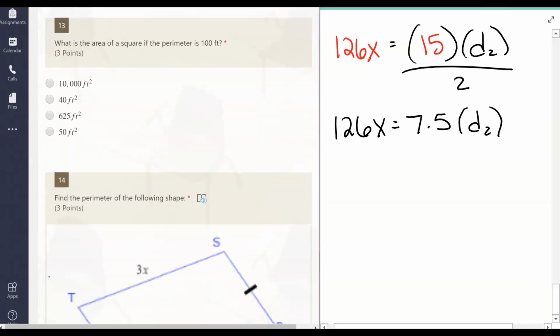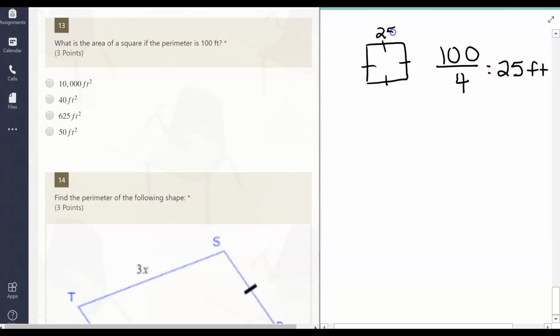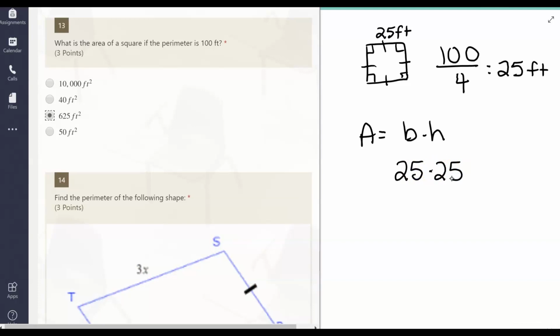Okay, next. What is the area of a square if the perimeter is 100 feet? If we're dealing with a square, we should remember that all the sides are congruent. And if I have perimeter, that means I add up all the sides. So if I have a perimeter of 100 and I divide it evenly by all 4 sides, I know that each side is worth 25 feet. Now, in order to find the area of this, I want base times height. And if all the sides are the same, I know that they're all perpendicular to each other too. So I'm really doing 25 times 25. So that's going to get me an area of 625 feet squared.